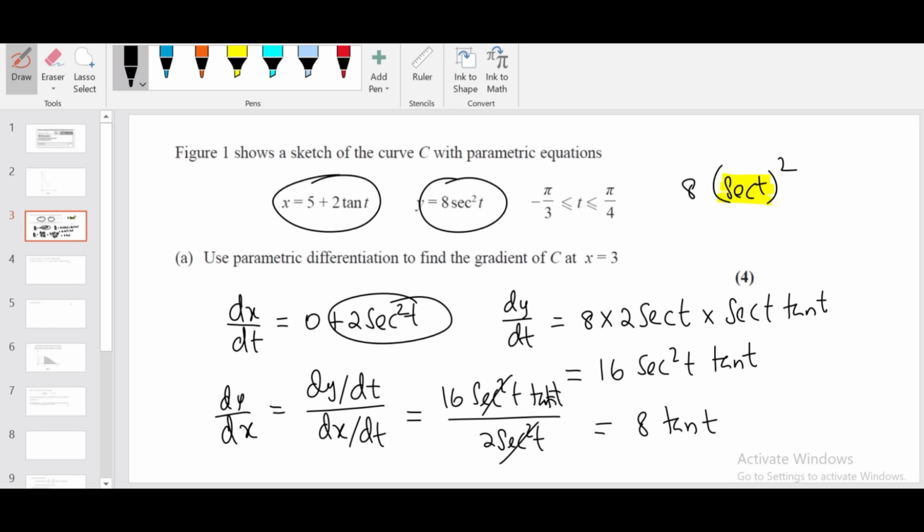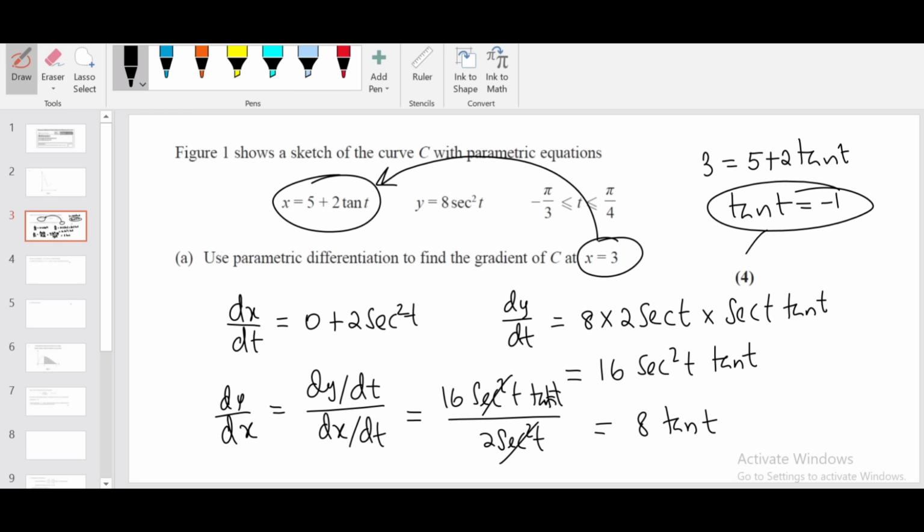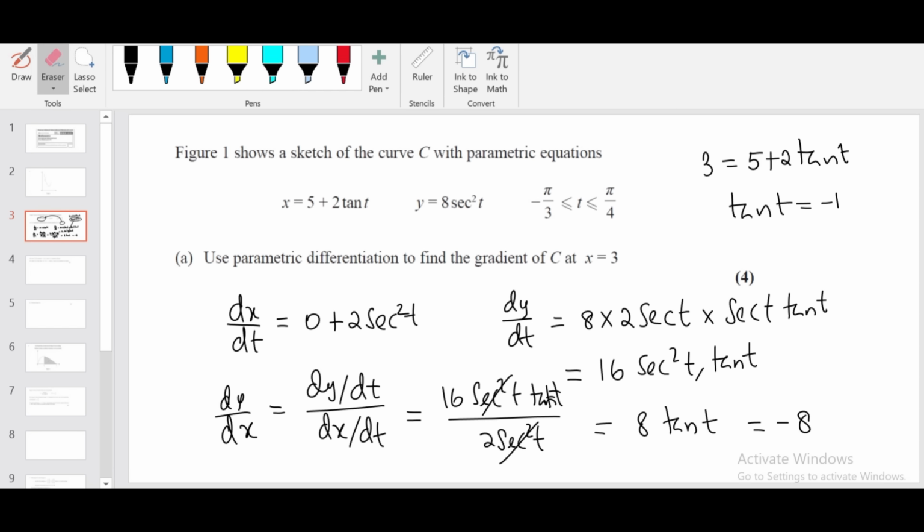But we need the value when x is equal to 3. So when you sub in x is equal to 3 here, you will get 3 is equal to 5 plus 2 tan t. Make tan t the subject. 3 minus 5 is minus 2, divided by 2. Tan t is equal to minus 1. Sub in here, you will get the answer. 8 times minus 1, so you will get minus 8. That's the answer for part A.